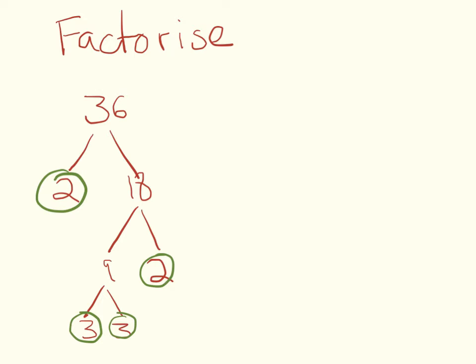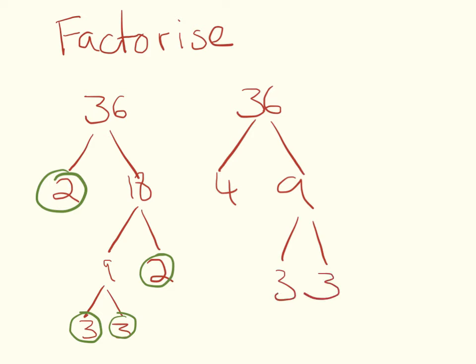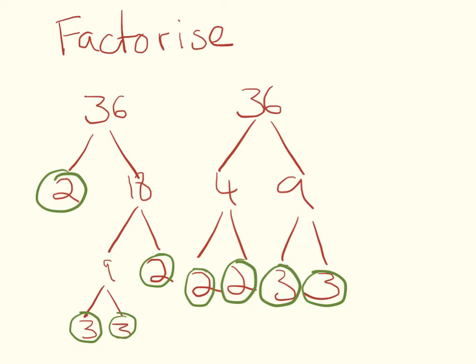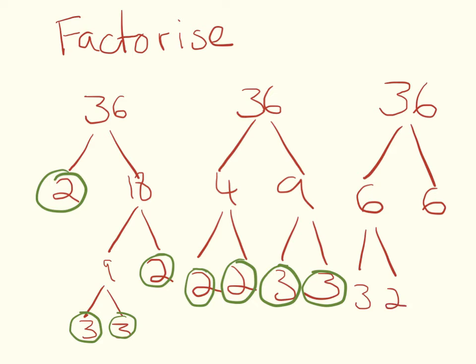Let's try that again, but rather than using 2 and 18, we're going to use 4 and 9. So that takes us down to 3 and 3, and that takes us down to 2 and 2. The reason is 2 times 2 equals 4, and two numbers that equal 9 are 3 times 3. Now with 36 again, this time I'm going to do 6 times 6, and I get 3 and 2, 3 and 2. And again, I'm going to circle these numbers down the bottom.